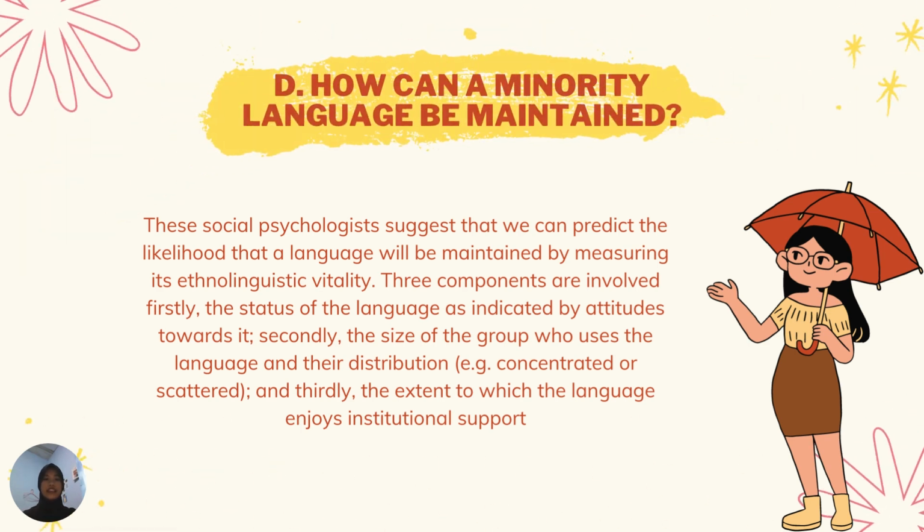And the last is about how a minority language can be maintained. These social psychologists suggest that we can predict the likelihood that a language will be maintained by measuring its ethnolinguistic vitality. Three components are involved. Firstly, the status of the language as indicated by attitudes toward it, and secondly, the size of the group who use the language and its distribution, concentrated or scattered, and the last, the extent to which the language enjoys institutional support.